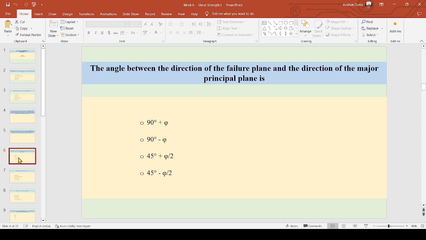The angle between the direction of the failure plane and the direction of the major principal plane is. What is the angle between the direction of the failure plane and the direction of the major principal plane? Here phi is the angle of internal friction. The options are 90 plus phi, 90 minus phi, 45 plus phi by 2, or 45 degree minus phi by 2, where phi is the angle of internal friction or angle of shear resistance.